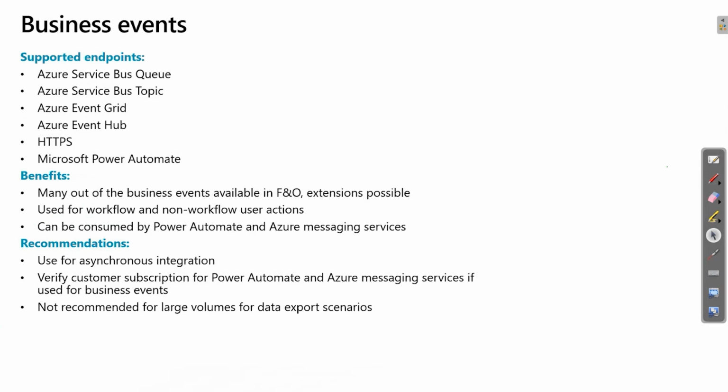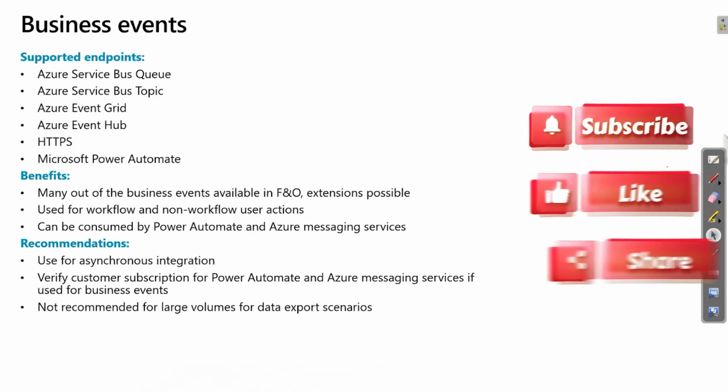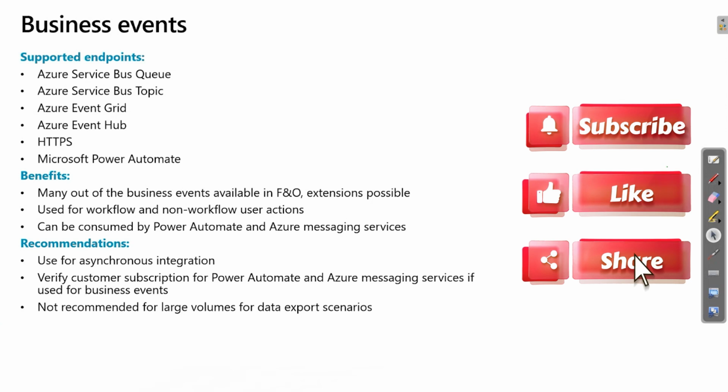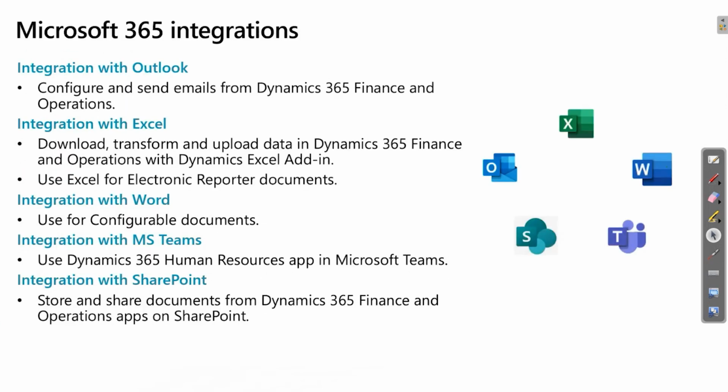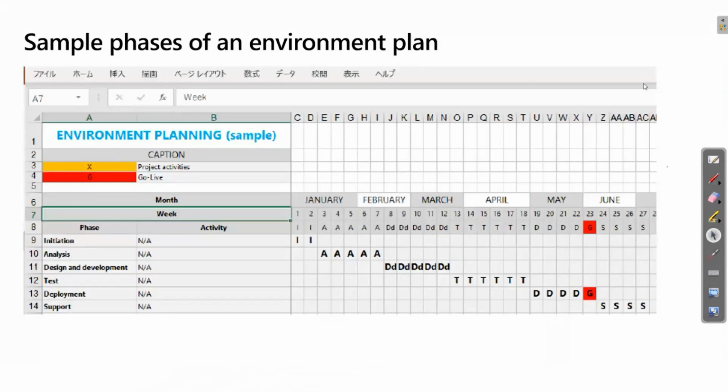We've talked about business events. Business events are a way in which external systems can receive notifications from Dynamics 365 Finance and Operations. So it can be consumed by Power Automate and Azure messaging services with your existing licenses. So verify your existing licenses. If they already exist, you can be using them with your business events. It also allows other Microsoft 365 integrations like integration with Outlook, Excel, Word, Teams, SharePoint, etc.